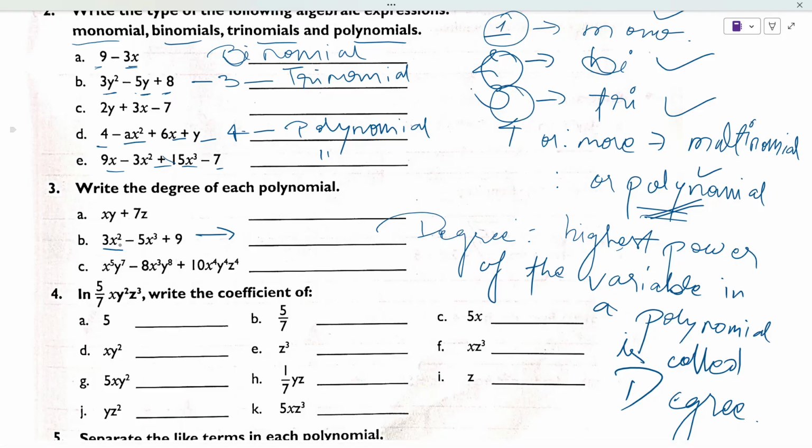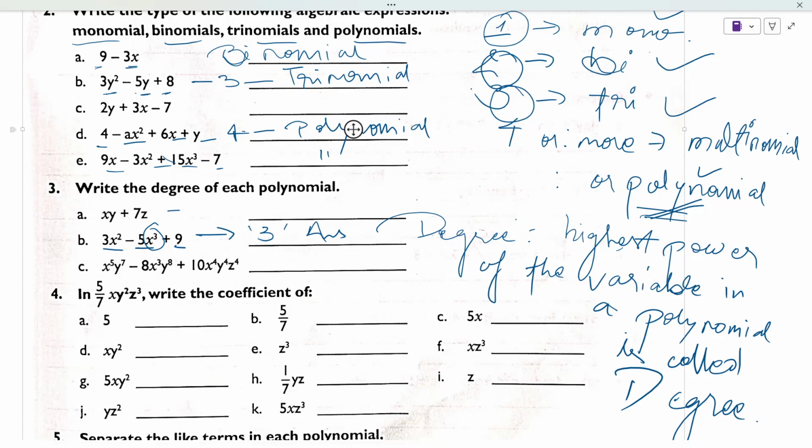If you observe 3x square, the power of x is 2. If you observe the second term, the power of x is 3. And if you observe the last term, the power of x is 0. Variable is not there, it means power 0. So comparing the highest power out of the 3 terms, it is 3, correct. So its degree will be 3. And that becomes your answer.